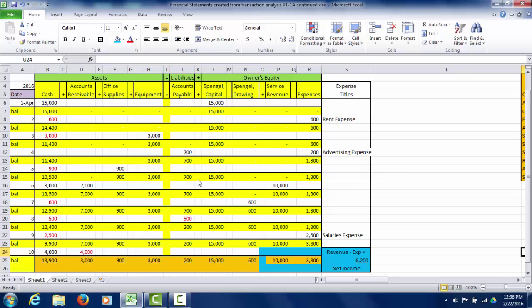So when your revenues are greater than your expenses, you end up with a net income. But when your revenues are less than your expenses, you end up with a net loss. So you want net income, you do not want net loss.